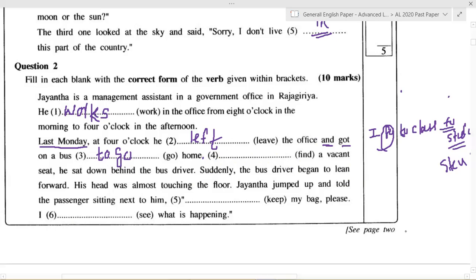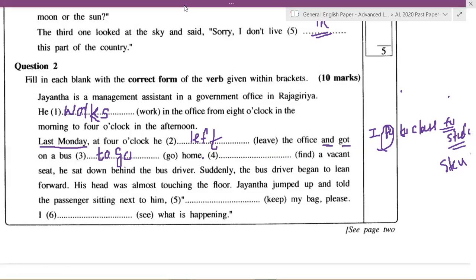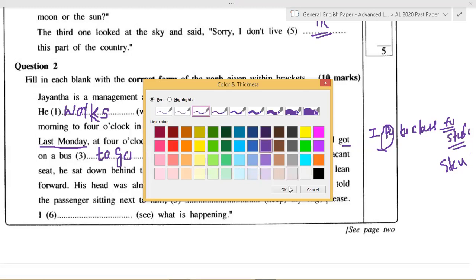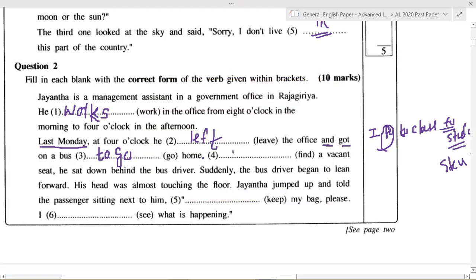What you have to understand here is, I'm going to leave this blank for the time being, because I need to explain something to you in relation to that particular verb pattern. Just leave that. I'm going to come back to that. Okay, right. A vacant seat. He sat down behind the bus driver.